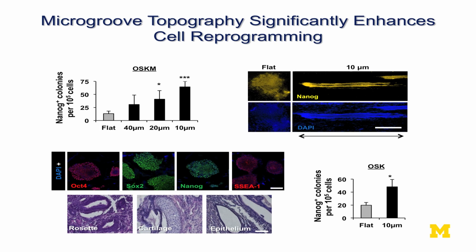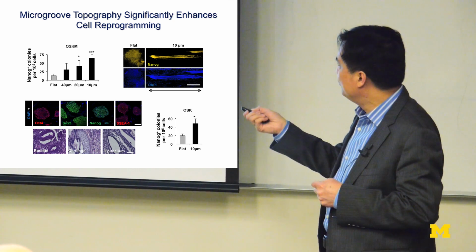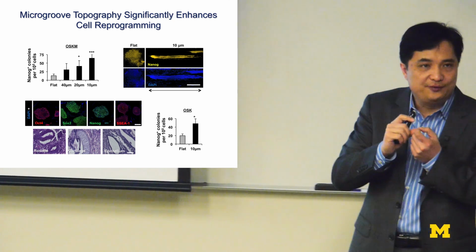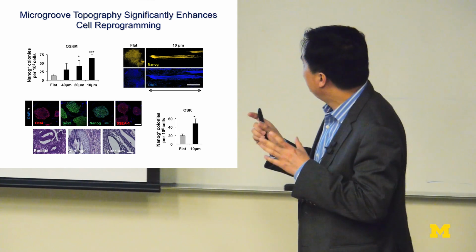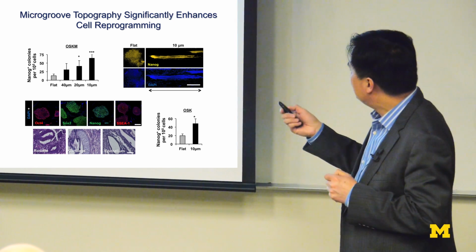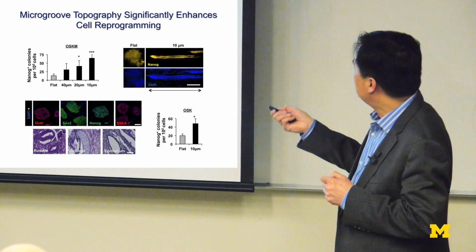And then we examine the colony formation during this reprogramming, because when the cells, fibroblasts, are reprogrammed into pluripotent stem cells, they're going to form colonies. If you count the number of colonies per unit area, you can see actually there's a dependence on the microgroove surface. On the 10 micron microgrooves, it seems the reprogramming efficiency is much higher. This was a surprise, and we then did some follow-up study to see whether indeed these cells are reprogrammed.